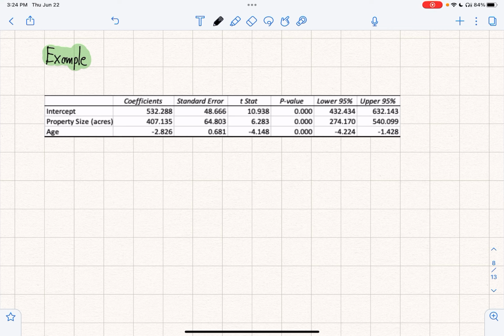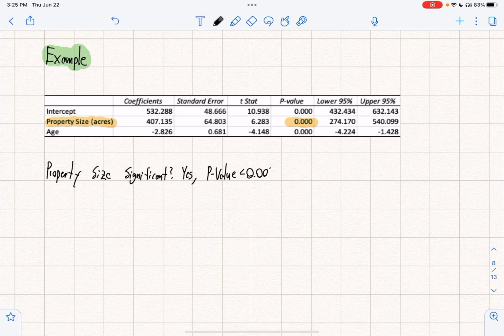So let's just say, is property size significant? And we would say yes, because of the p-value. You can see the p-value for property size. Let me just highlight this. Its p-value is less than 0.001, which is less than 0.05, which is equal to alpha. So we can just say alpha is 0.05.